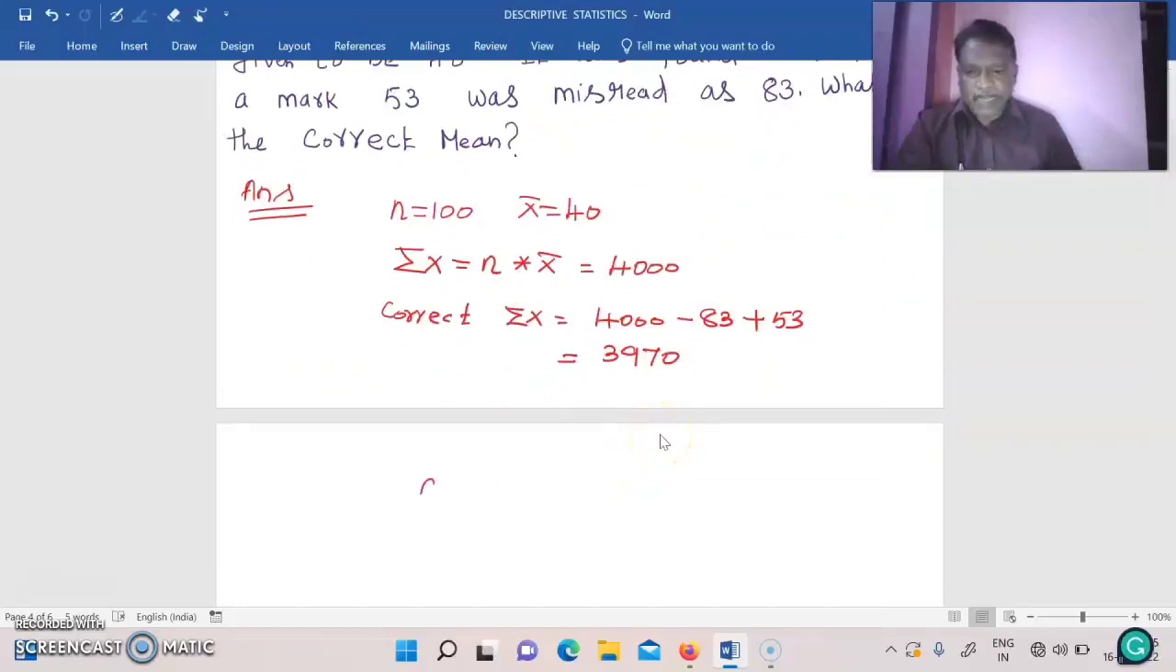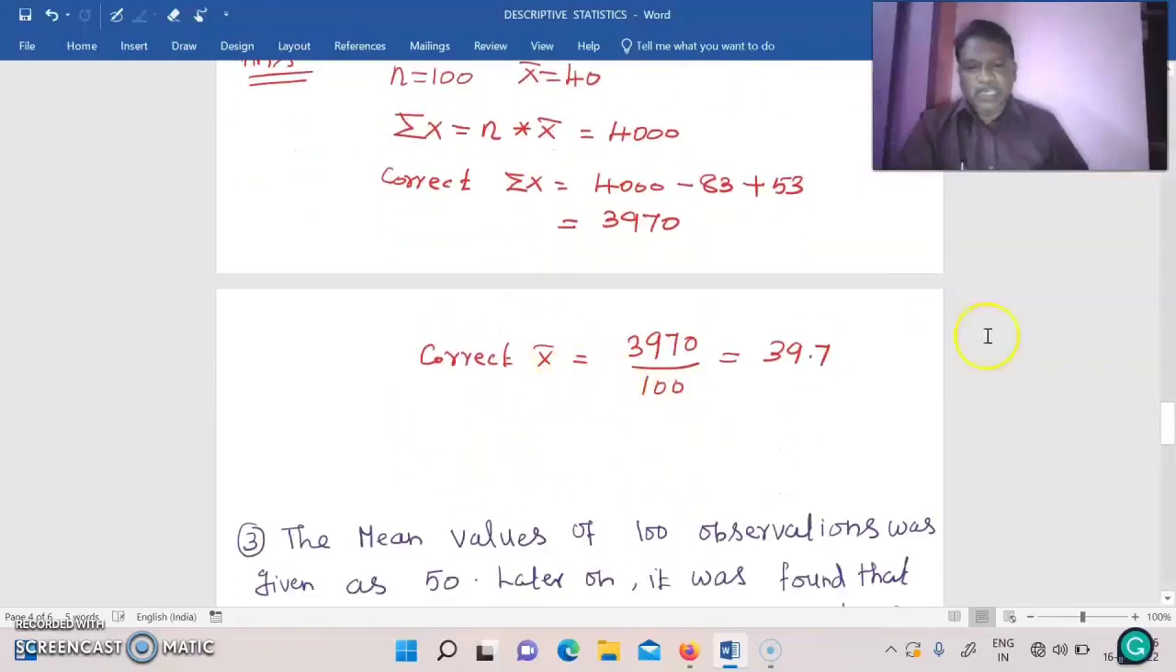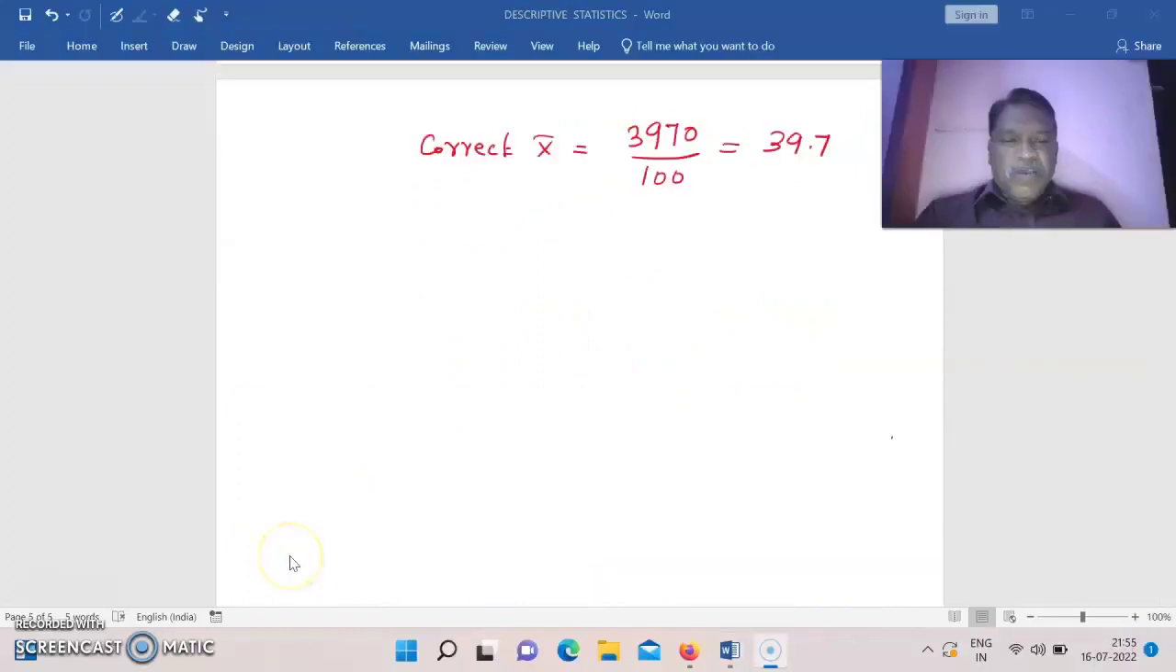Now the correct arithmetic mean. Correct x bar is equal to the correct total 3970 divided by the number of values, 100. There is no change in the number of values, since we add one number and we subtract another number. So which will give us 39.7 marks for 100 students, which is the correct average. This type of problem may be asked. Okay, I hope you can understand these problems.